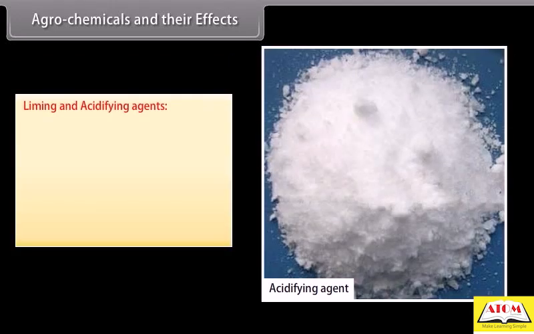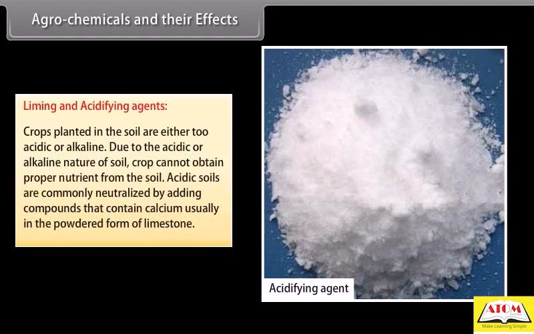Liming and acidifying agents. Crops are planted in soil that is either too acidic or alkaline. Due to the acidic or alkaline nature of soil, crops cannot obtain proper nutrients from the soil. Acidic soils are commonly neutralized by adding compounds that contain calcium, usually in the powdered form of limestone.